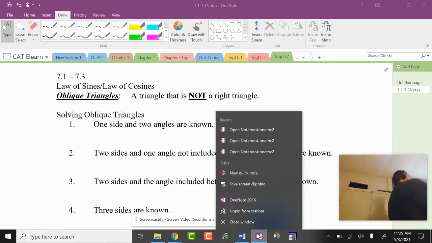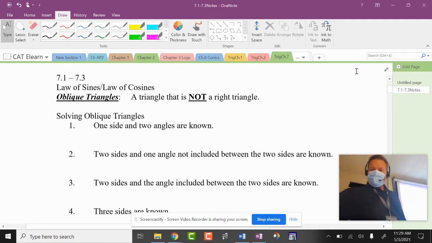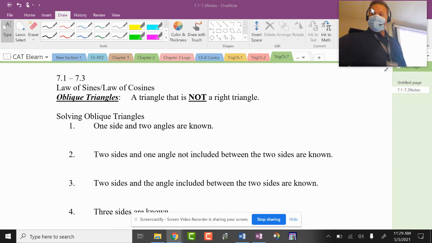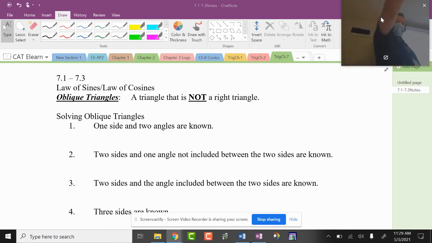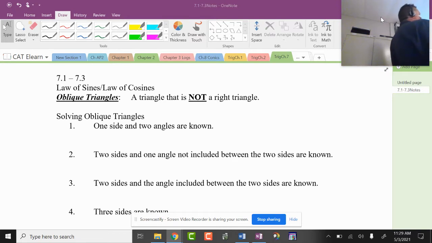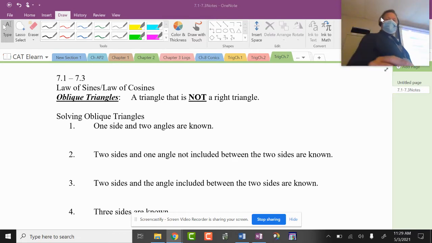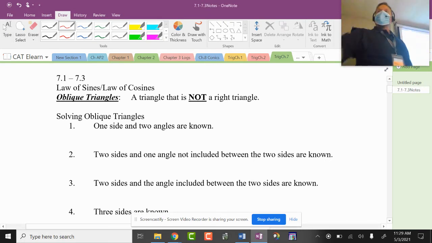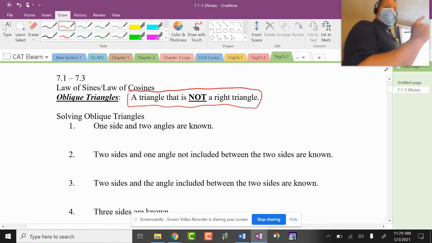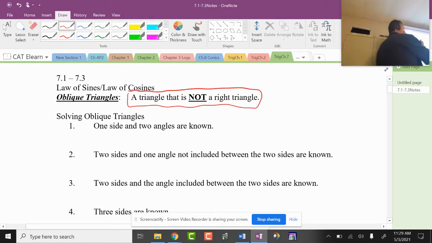All right, so hopefully you remember this. Law of sines, law of cosines. This is what this exists for, and this is why this is in this book. It's still trigonometry. Let's go, we got the notes going. This is dealing with triangles that are not right.